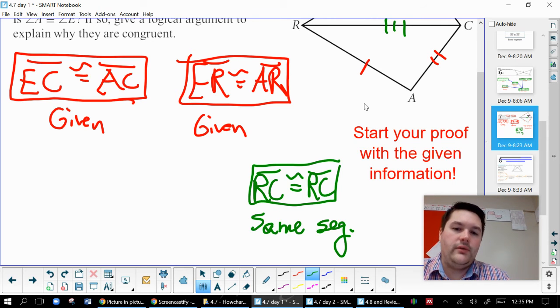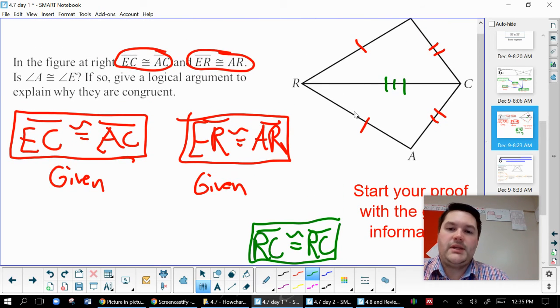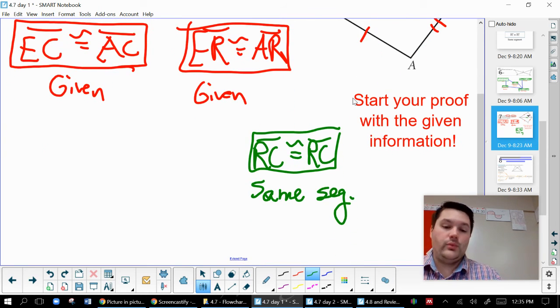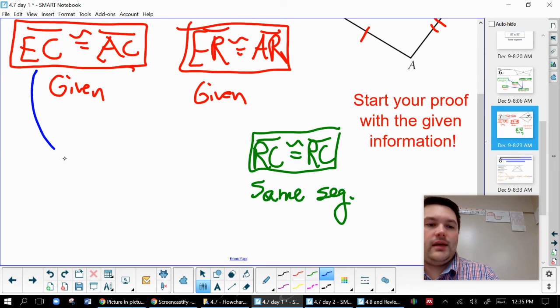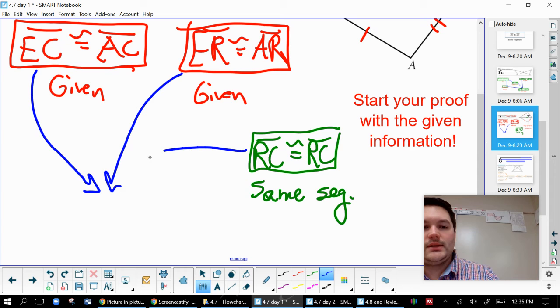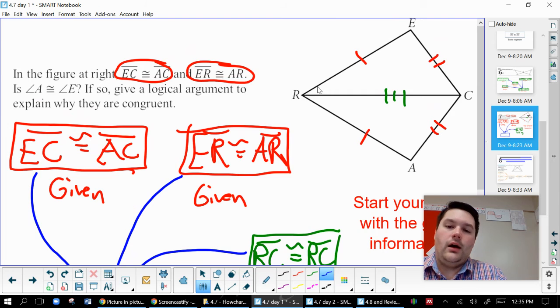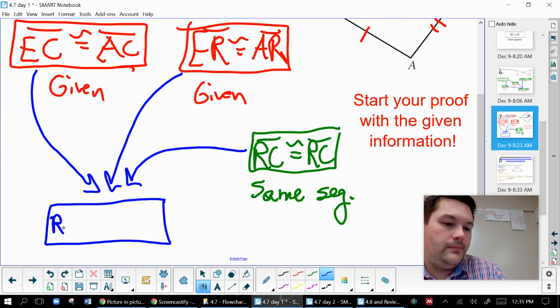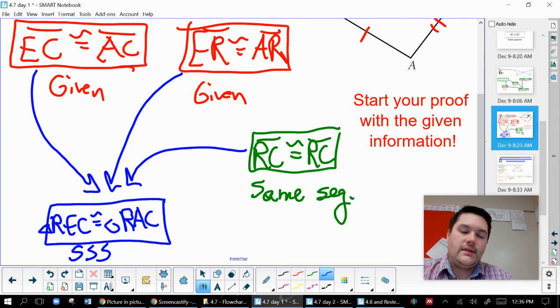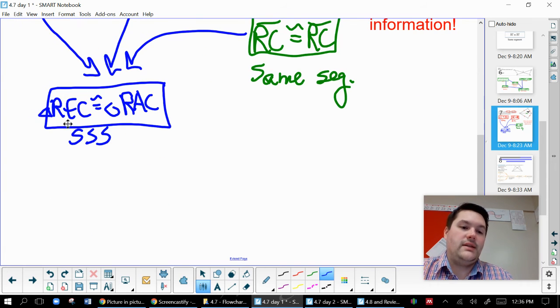Okay, so at this point now we've got our three pairs of things. These sides with the 1 mark, these sides with the 2 mark, and our shared side with the 3 mark. So at that point, we know that we can take those three things and together, when we combine them, what that can tell us is that the triangles are congruent. So we've got triangle REC and triangle RAC. And that is our side-side-side conjecture. So you always, again, have to see those three arrows pointing into the fact that your two triangles are congruent, because your two triangles are congruent because of this SSS.